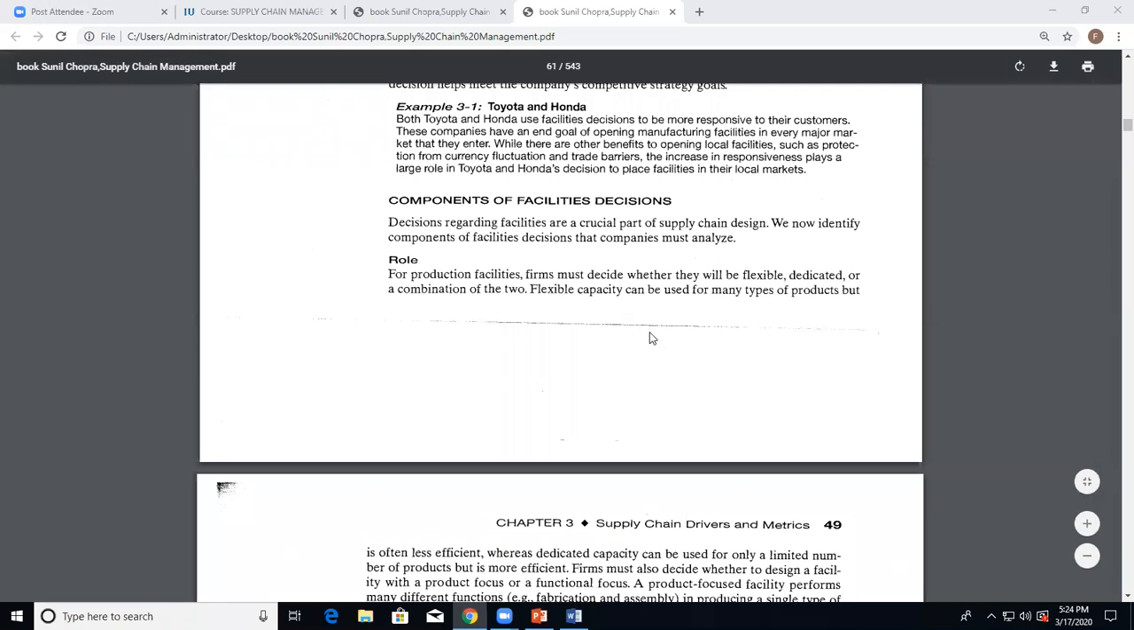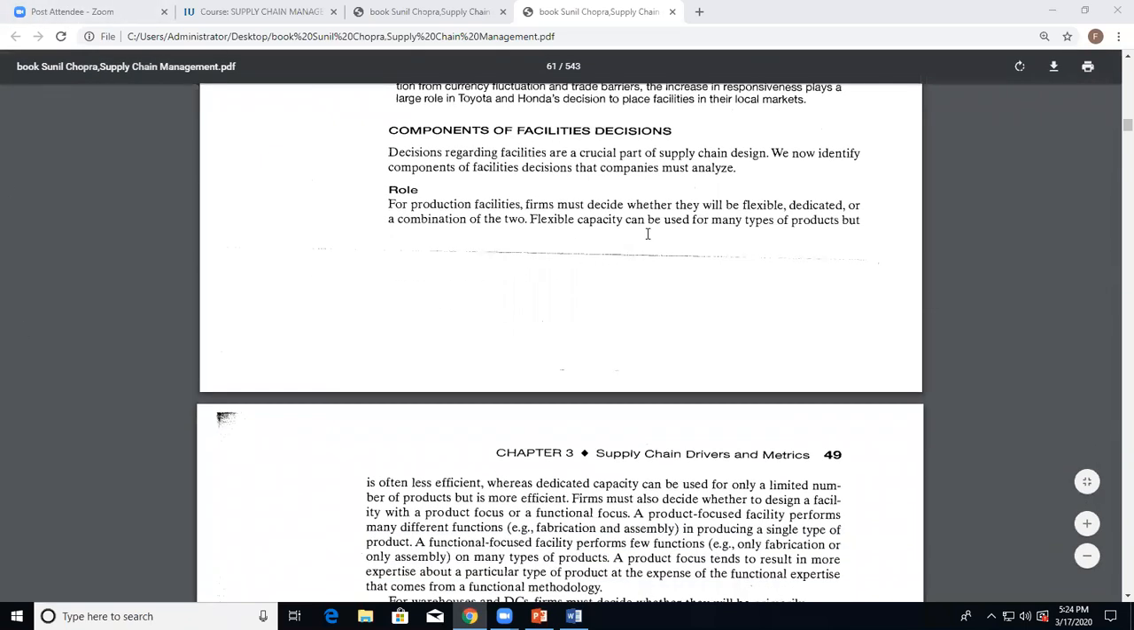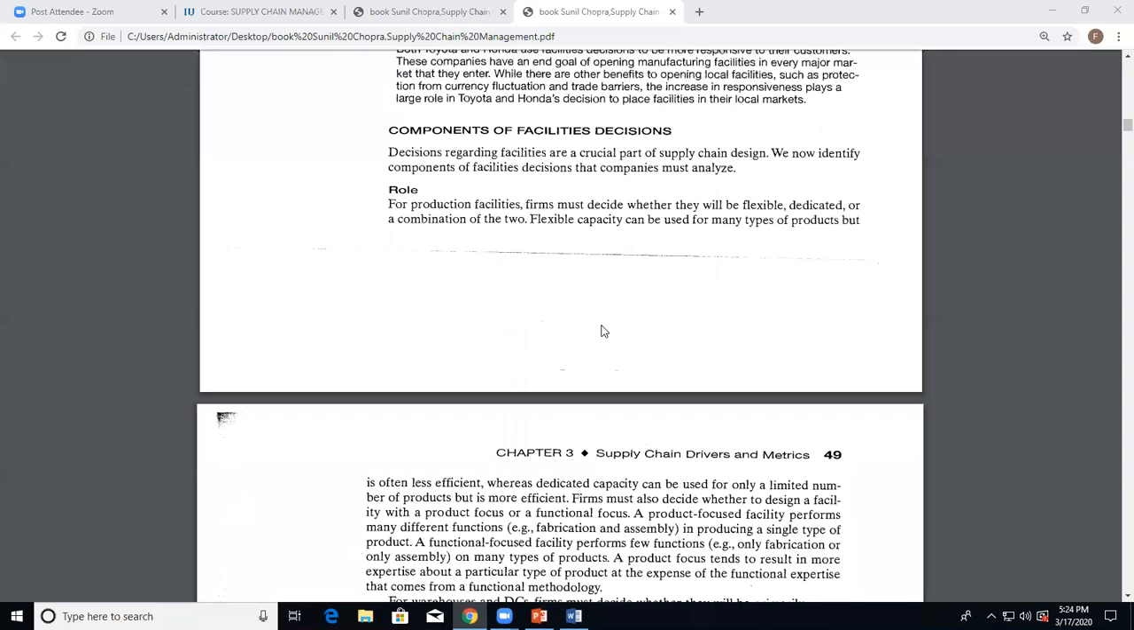Role: for production facilities, firms must decide whether they will be flexible, dedicated, or a combination of the two. This is very important. उसका role क्या होगा facility का, production facility का? फ्लेक्सिबल होगी, डेडिकेटेड होगी और कॉम्बिनेशन ऑफ फ्लेक्सिबल डेडिकेटेड को समझ लें. फ्लेक्सिबल और डेडिकेटेड में क्या डिफरेंस है? डेडिकेटेड होती है कि वहाँ पर सिर्फ एक ही तरह की प्रोडक्ट प्रोड्यूस होगी. फॉर एग्जांपल, वहाँ पर सिर्फ 1.8 जो है वो आपकी ग्रेडी प्रोड्यूस होगी.